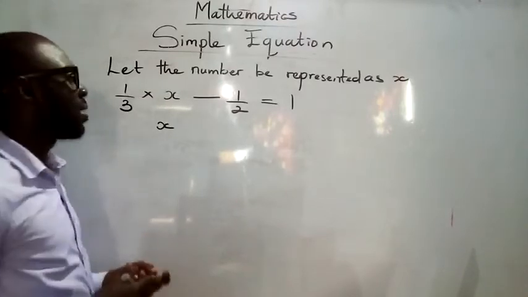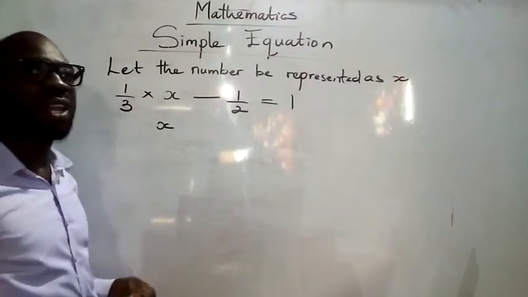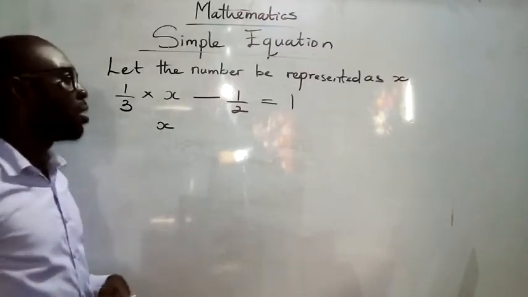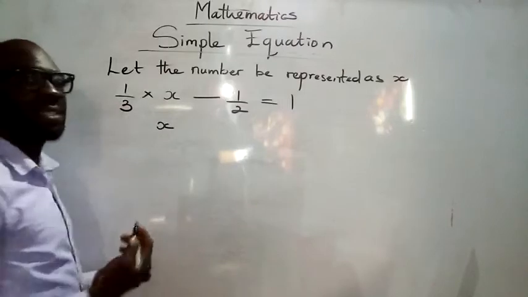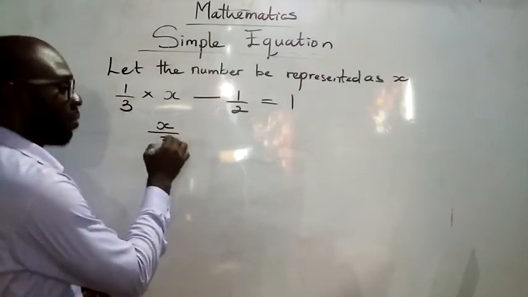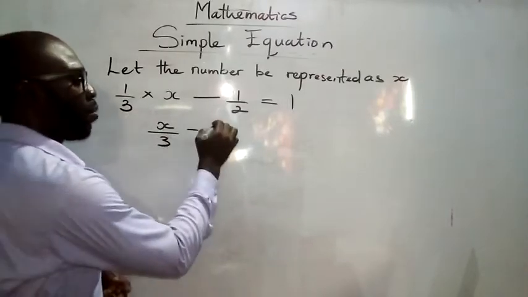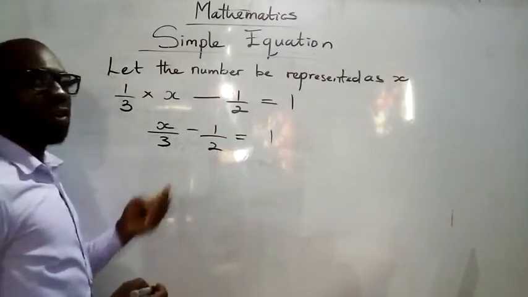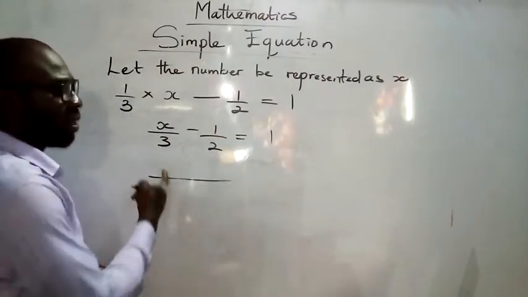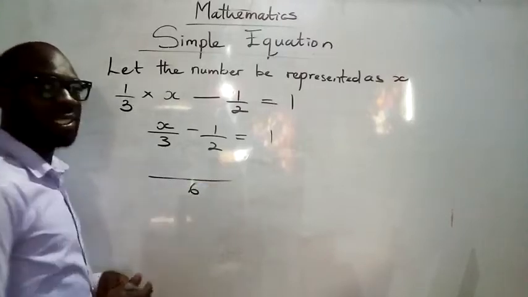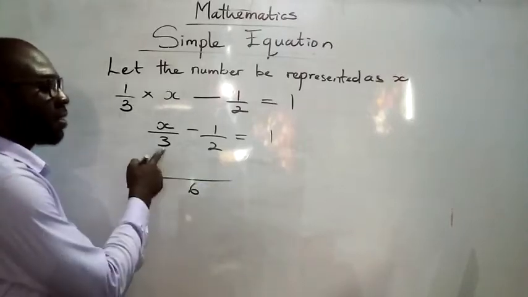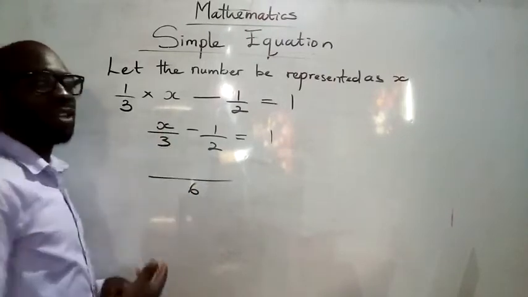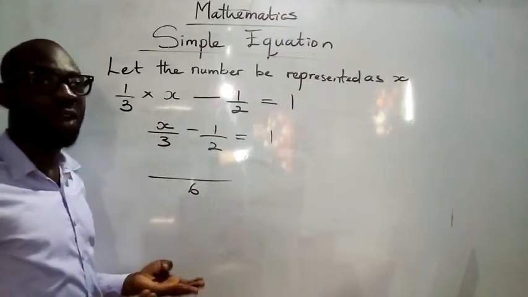Please take note, there is no way we can say 1 multiplied by x is 1x. There's nothing like that in algebra. So we have x over 3, take away 1/2, which is equal to 1. So we look for the fraction of this. Simply, the LCM is 6. 6 divided by 3 is 2. Whatever we have, we use it to multiply the numerator. I'm sure we are familiar with fractions.